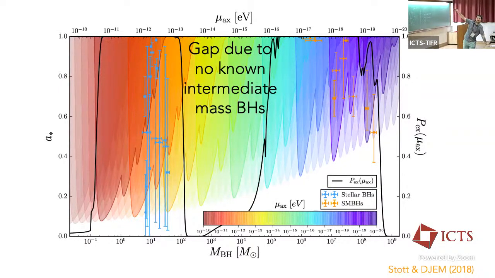10 to the minus 19 eV overlaps the limit that we got from Eridanus 2 earlier. So now we've got a huge range of constraints. There's a gap in these limits around 10 to the minus 15 eV because we don't know of any intermediate mass, 10 to the 4 solar mass black holes. And we certainly don't know that they're spinning, even if they existed. So there is no constraint around 10 to the minus 15 eV, which is why I said on Monday that this is one of my favorite mass scales.